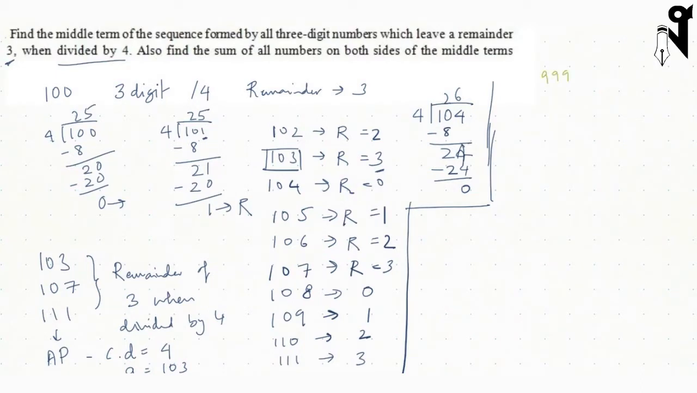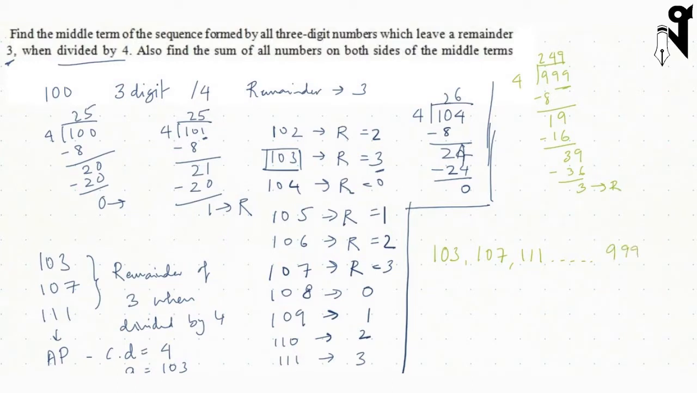Let's divide 999 by 4. I have 8, 2, 1, 9, here 1, 6, 4. Over here I have 39 and 36. 249 and 3. So I'm getting a remainder 3 when 999 is divided by 4. So clearly the last term of the sequence is 999. The sequence given in the question is 103, 107, 111, and so on all the way till 999.